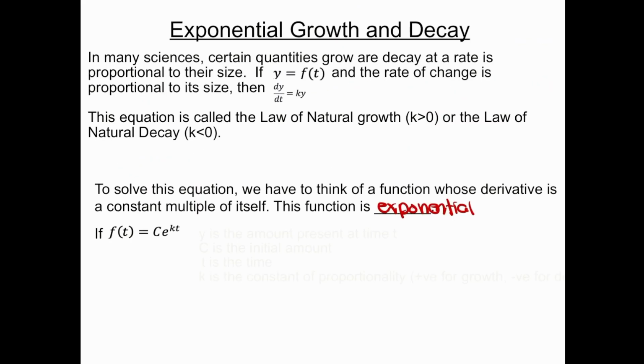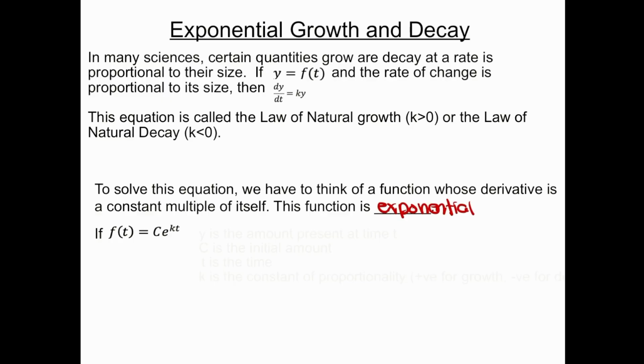So in many sciences, certain quantities grow and decay at a rate that's proportional to their size. So if we have y equal to f of t at some time t, and the rate of change is proportional to size, then we know that the derivative dy over dt, which we just saw, is equal to that k value times the y value. This equation is called the law of natural growth if k is greater than 0, and the law of natural decay if k is less than 0.